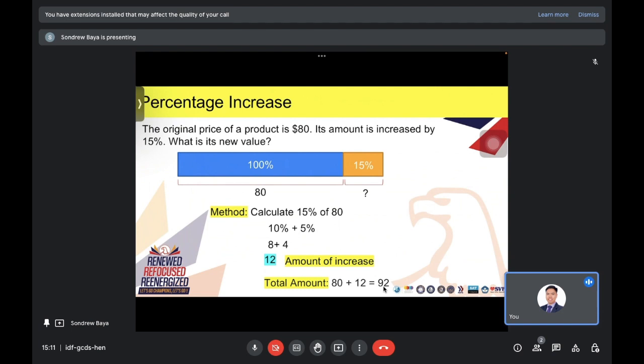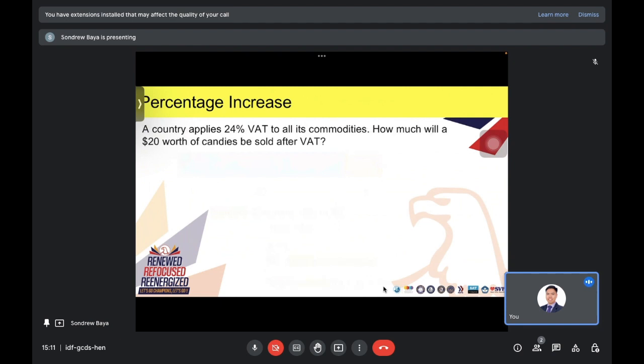Let's proceed to another example. A country applies 24% VAT. VAT means value added tax, usually added to original prices of products. How much will $20 worth of candies be sold after VAT? Again, the original amount is $20, and then after VAT, this amount should be increased by 24%. So again, we take a look at it as 100%, which is equal to 20. But because of VAT, value added tax, we increase the amount by 24%.